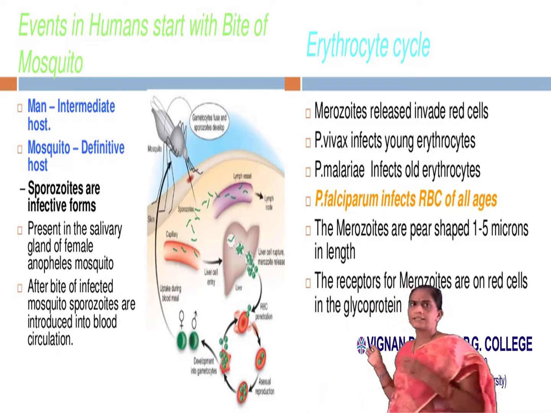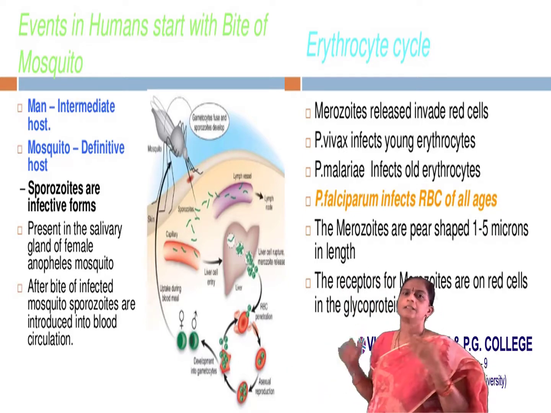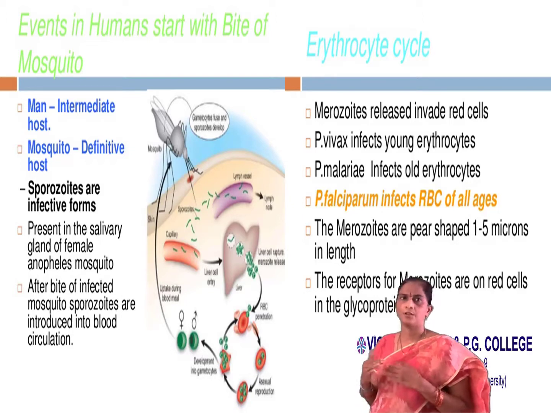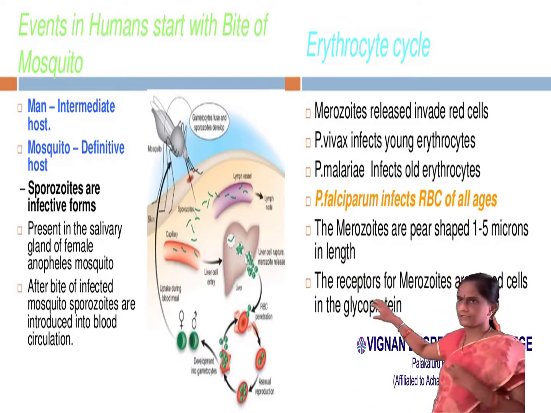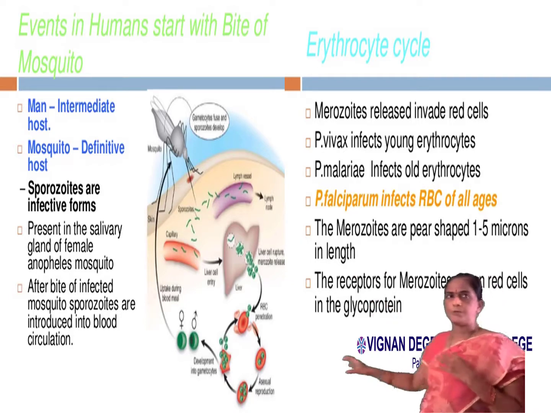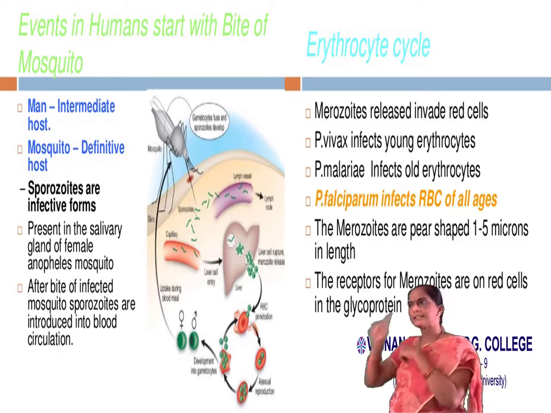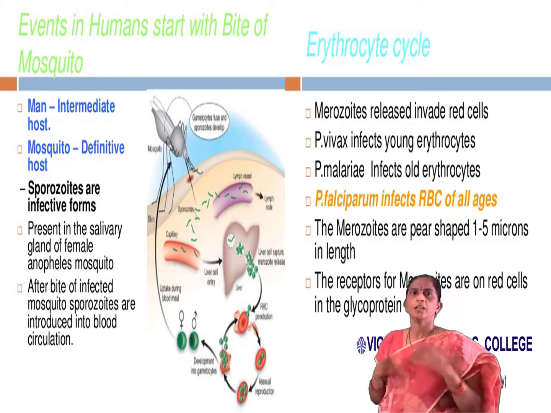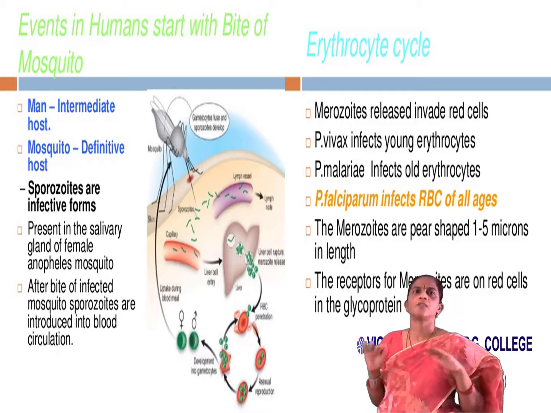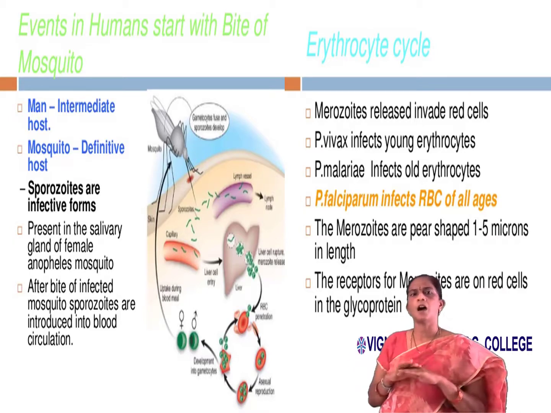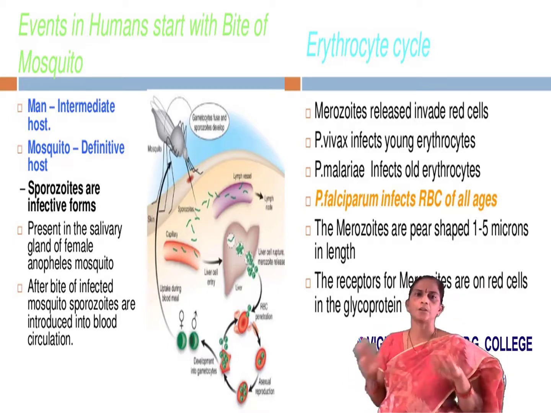Now we are discussing the life cycle of the mosquito. First, the adult mosquito lays eggs. These eggs are converted into larva, then pupa, then adult. This is the life cycle of the mosquito. If you disrupt any stage of this mosquito's life cycle, malaria will be controlled.